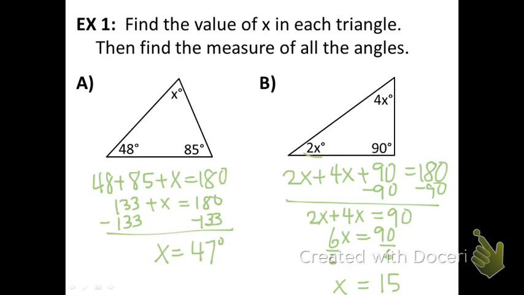I'll ask you to do this in your homework: I'll ask you to find this angle as well. So you're going to take 2 times that 15 we found for x, which is 30. And then we'll also do it here: 4 times 15 is 60. So you'll find all the angles within the triangle.